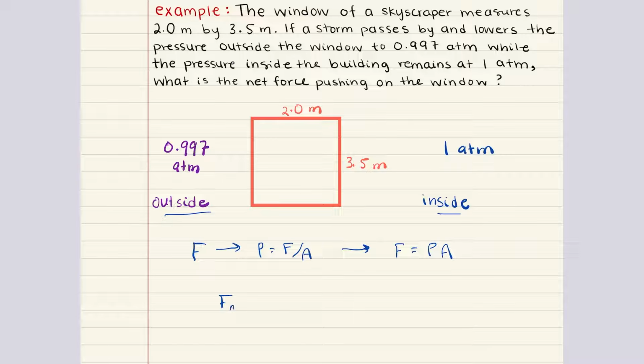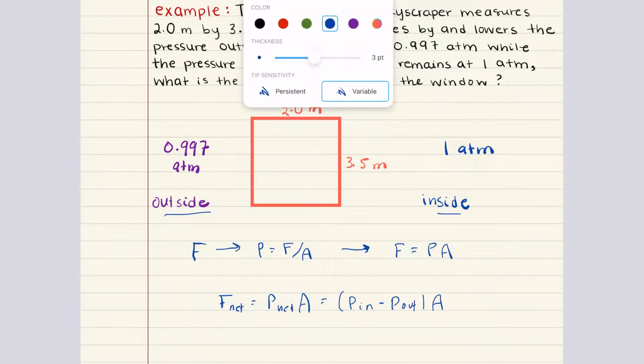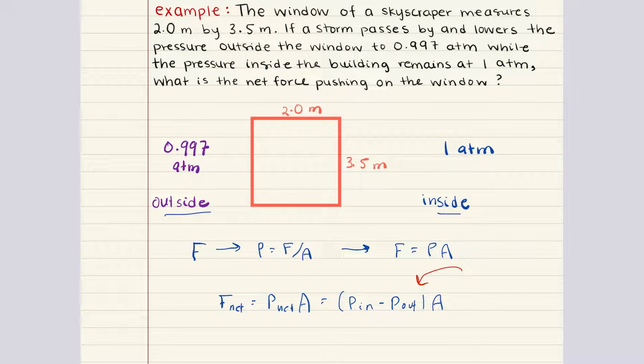So our net force is going to be equal to our net pressure multiplied by area. This is equal to the pressure inside minus the pressure outside, and that's multiplied by area. Now we have all the quantities we need to plug values into this equation and calculate for the net force. The only thing I want to point out for us to keep in mind is our units. Force is expressed in units of Newton, which is equal to Pascal multiplied by meter squared. So we want to make sure that all our units are appropriate, that we calculate our net force in newtons.